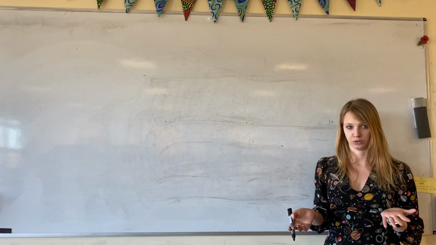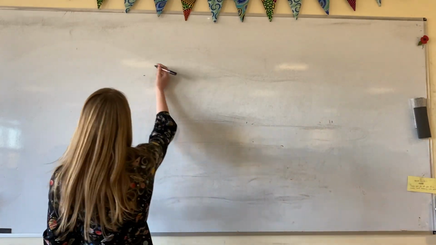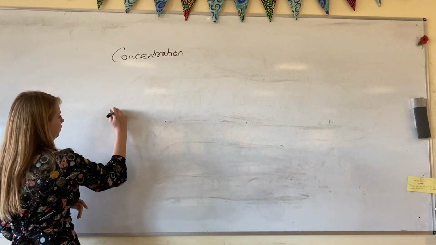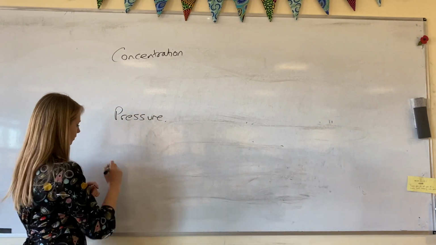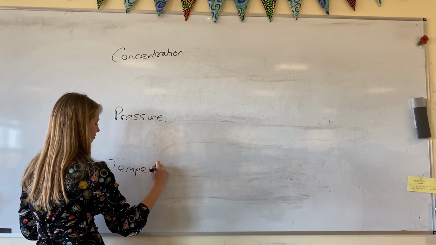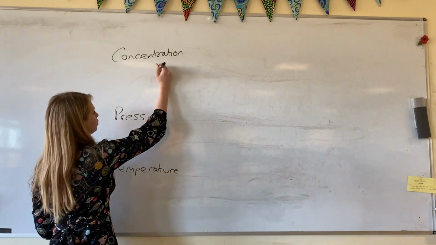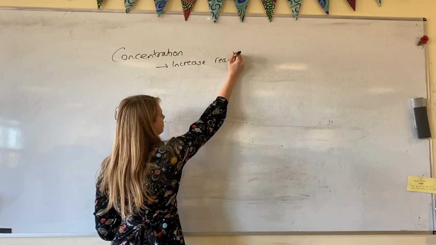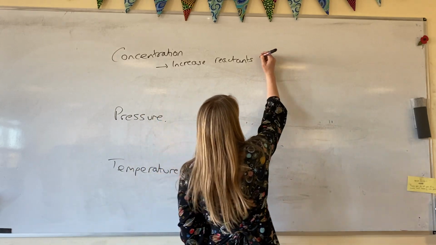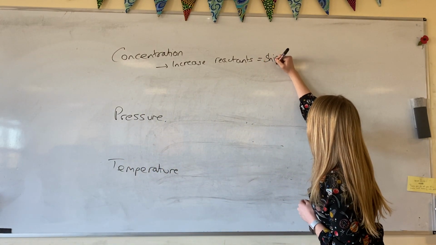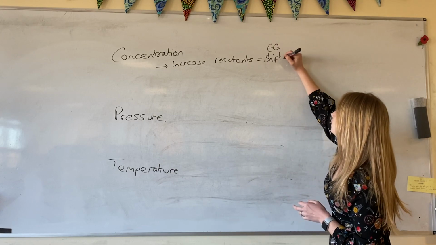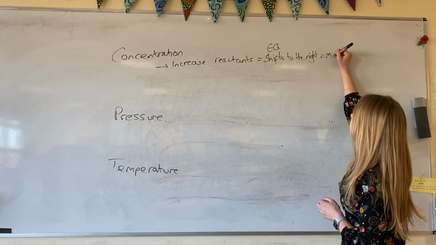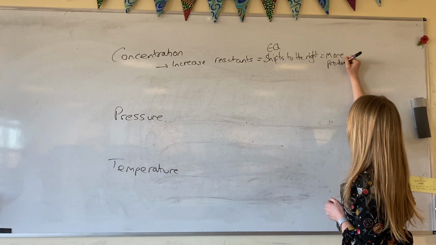And that's all. Okay, so the three main things to remember are concentration, pressure, and temperature. In concentration, if you increase reactants, equilibrium shifts to the right, which equals more products.